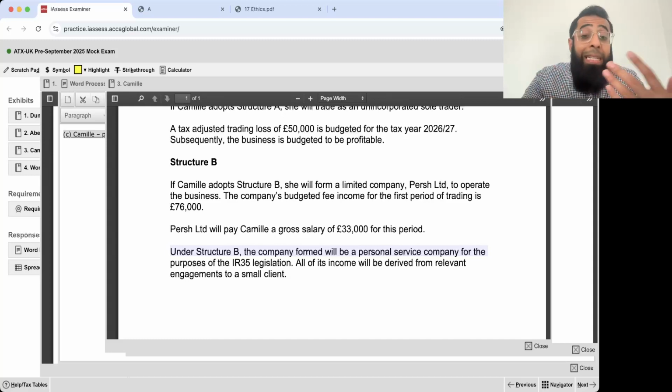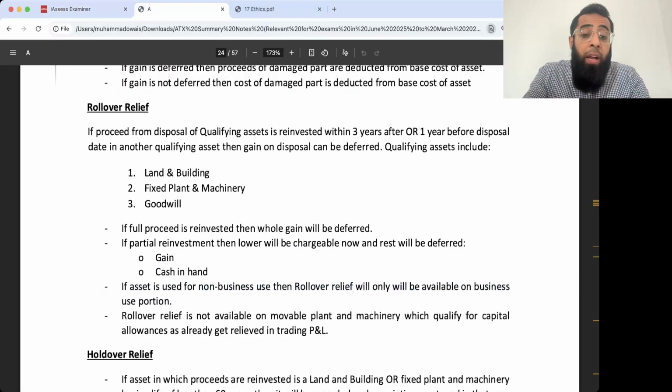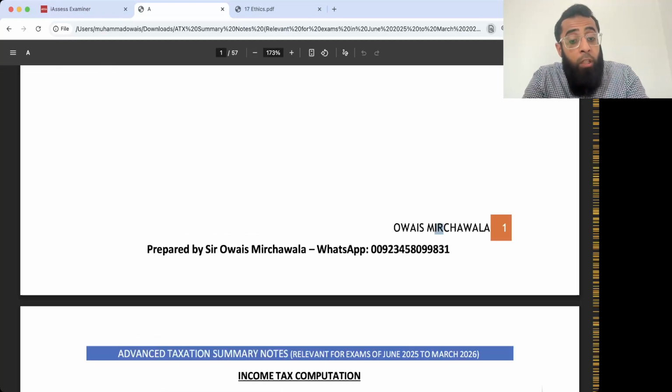If you remember that deemed employment income working, all of its income derived will be from relevant engagements to a small client. Now the rules of IR35 regulation will be relevant here. Personal service company, IR35.